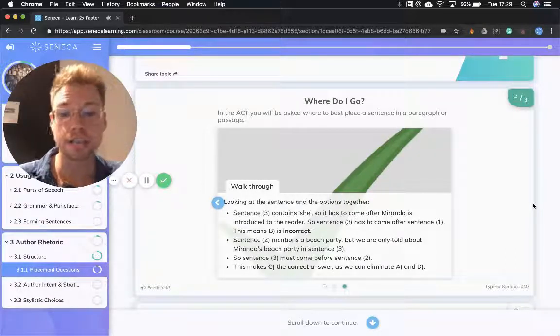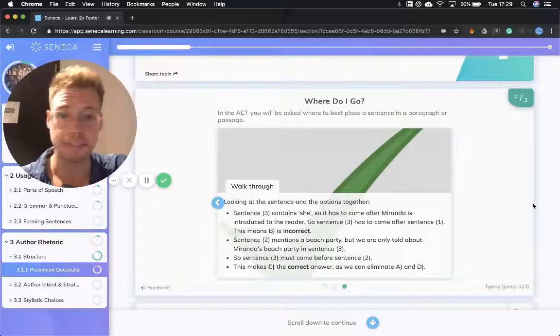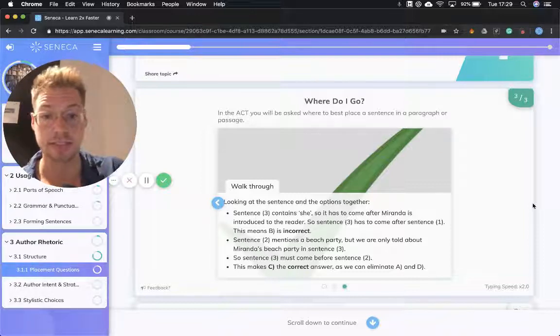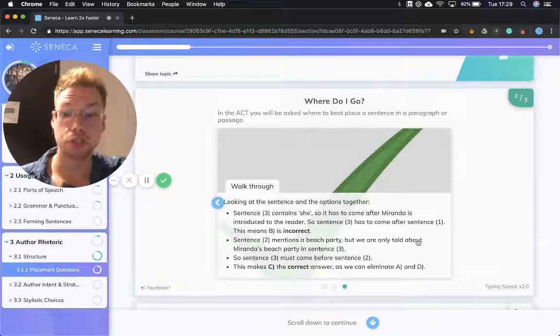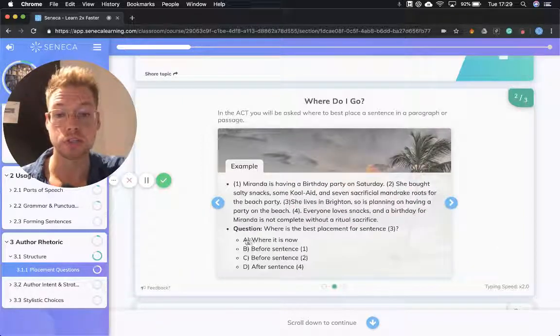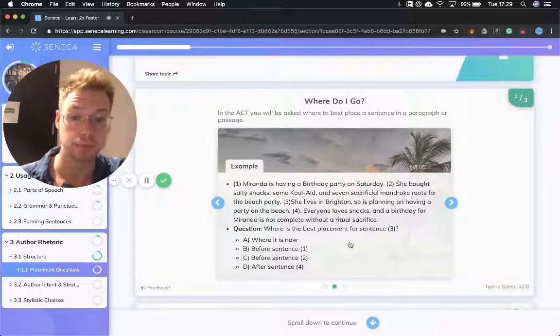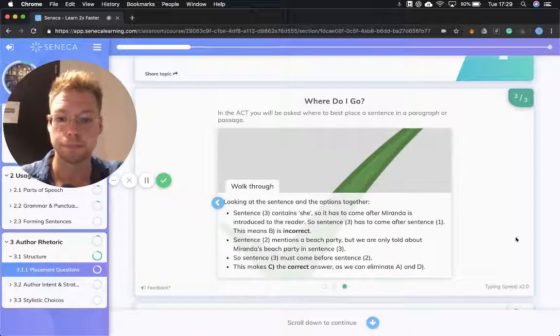We're going to look at the sentence and the options together. Like I said, let's use those pronouns to help us. Sentence 3 contains she, so it has to come after Miranda is introduced to the reader. So sentence 3 has to come after sentence 1. So we know that option A has got to be incorrect, and option B has got to be incorrect because it says before sentence 1. It can't go before sentence 1 because Miranda hasn't been introduced yet, so we can't use the pronoun she.